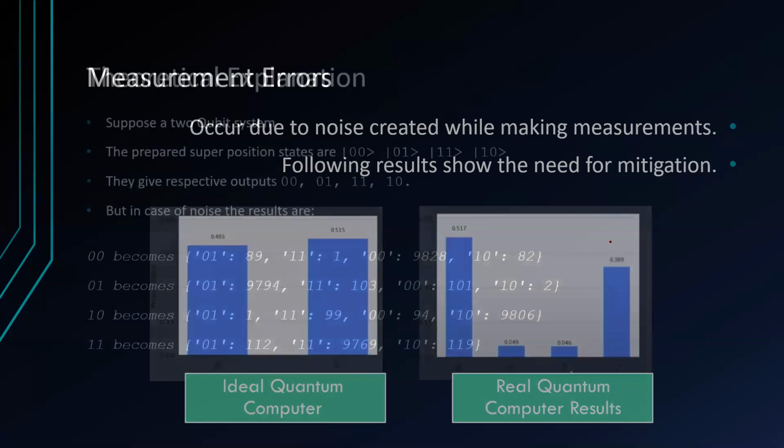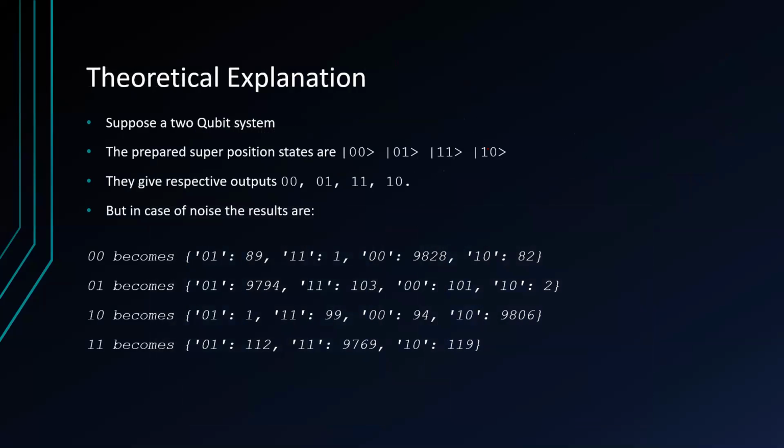Suppose there's a 2-qubit system and there are 4 states as I mentioned before, and they are supposed to give outputs such as this. They are supposed to give a 0,0 result at the 0,0 vector, a 0,1 result at the 0,1 vector, and respectively the others. But in case of noise, the results fluctuate from the value, and the 0,0 becomes something like 89 or 98 or 82, anything near that, and 0,1 fluctuates from its value. The graph fluctuates. I'll show you the graph as well. So this is the cause of the noise.